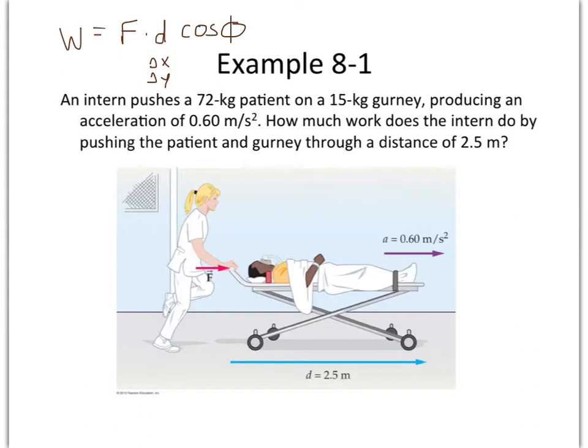All right, so let's apply that to example 8.1, and then we'll do some other examples as well. We've got an intern pushing a 72-kilogram patient on a 15-kilogram gurney, producing an acceleration of 0.6 meters per second squared. The question is, how much work does the intern do by pushing the patient and the gurney through a distance of 2.5 meters? That's our distance d. We have our acceleration, and the mass of the patient as well as the gurney. First, I'm going to make some more room, so I'm going to shrink that down and put it up there.